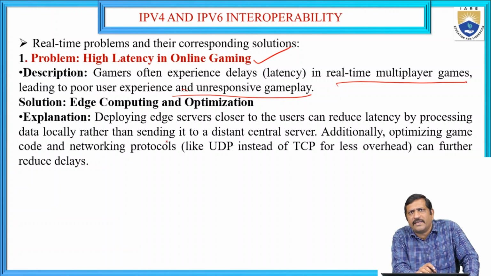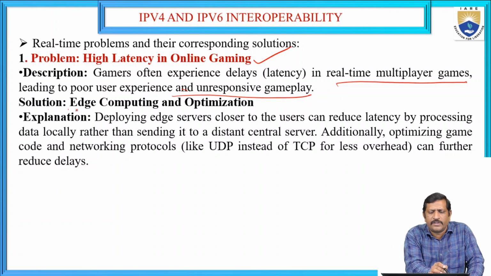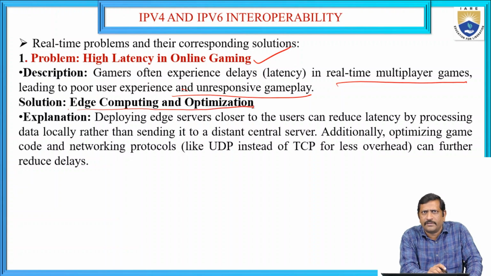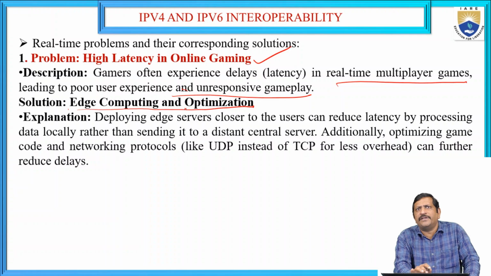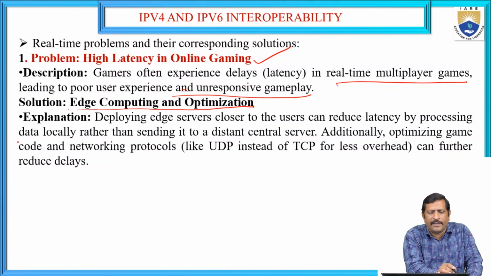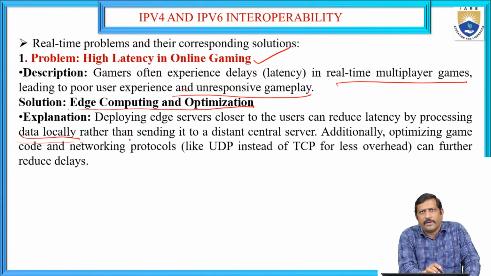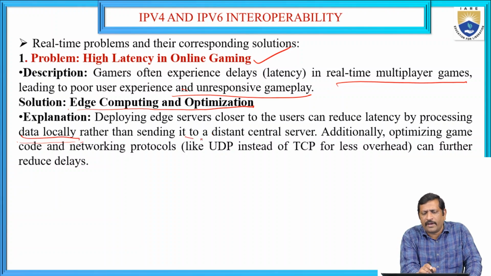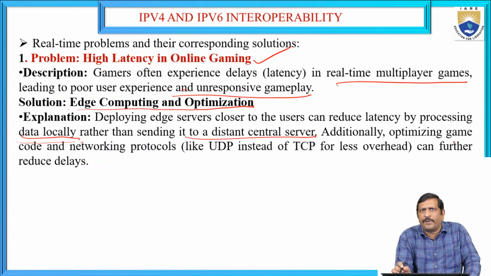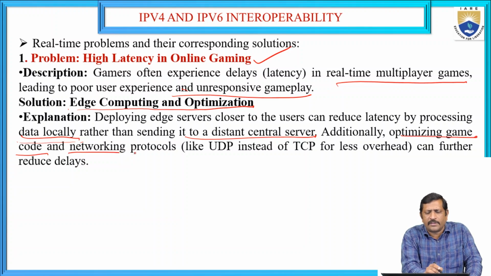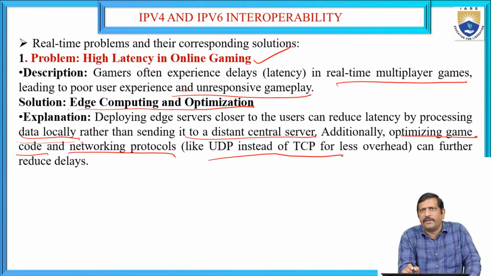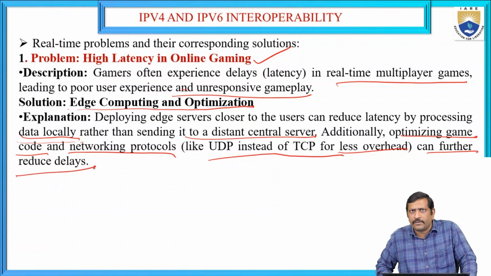For that, the solution is edge computing and optimization. How do we utilize it? By deploying edge servers closer to the user, we can reduce latency by processing data locally rather than sending it to a destination server. Additionally, we optimize the game code and the networking protocols, like using UDP instead of TCP for less overhead, which can further reduce the delay.